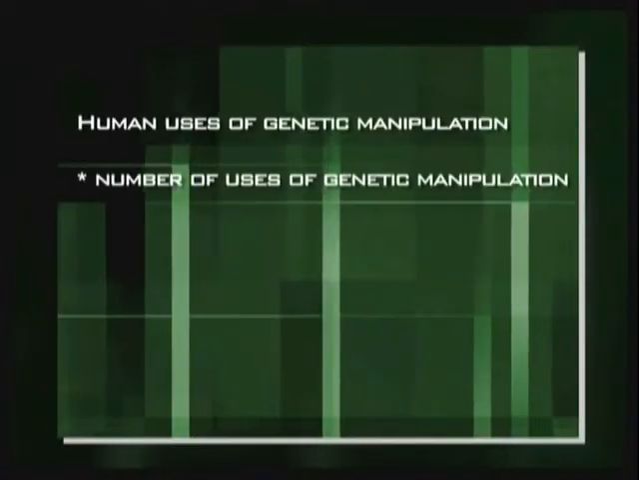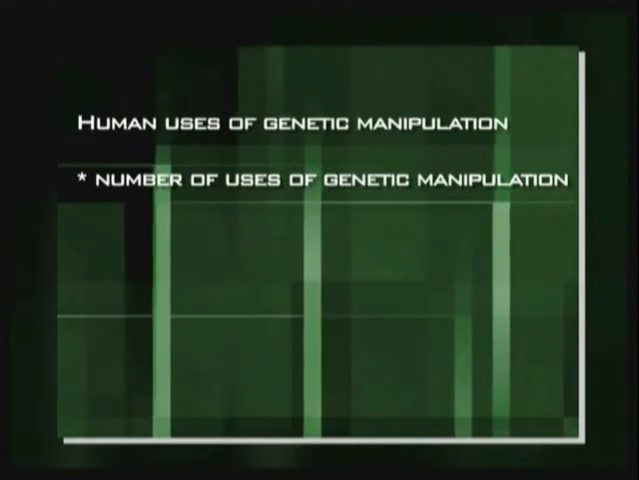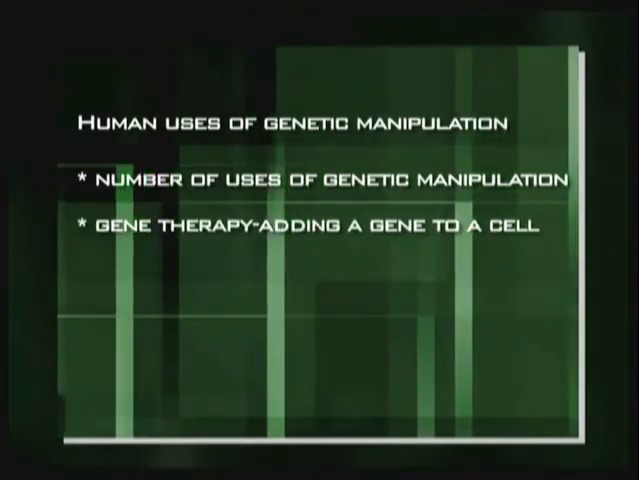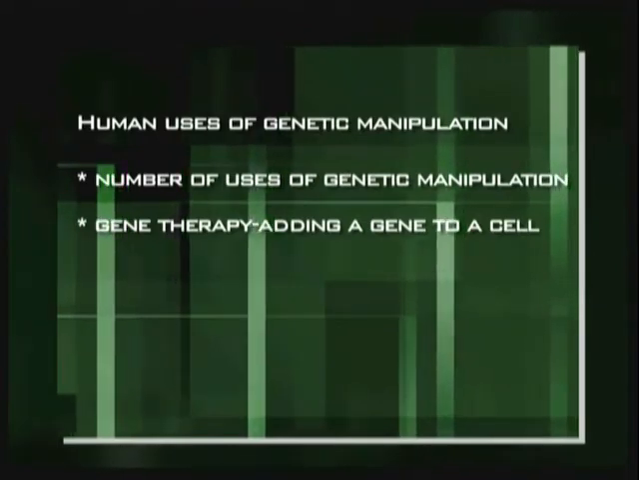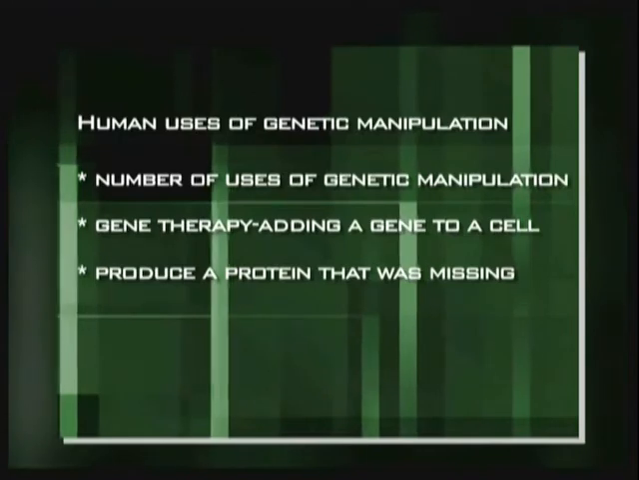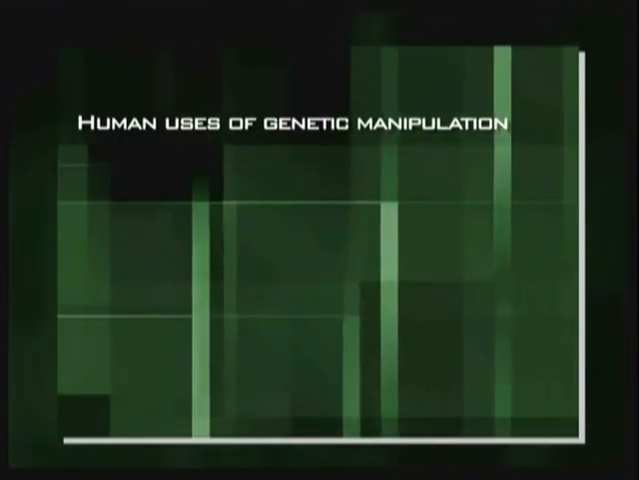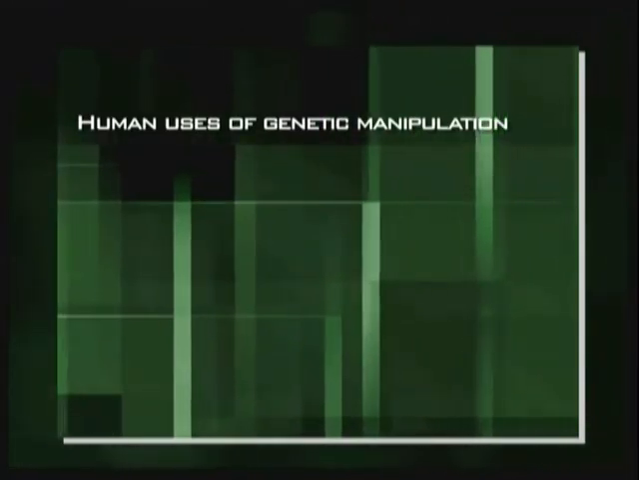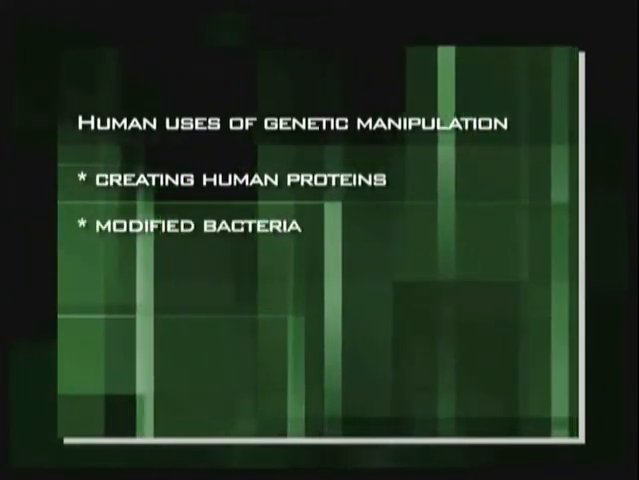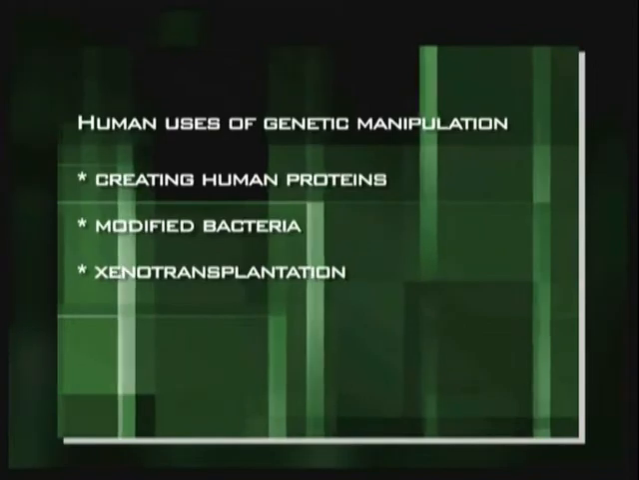There are a number of medical uses of genetic manipulation. Gene therapy involves adding a gene to a cell in order to treat an inherited condition. The gene can then produce a protein that was previously missing or faulty in that cell. Other techniques now being researched include creating human proteins using modified bacteria or animals, and xenotransplantation.